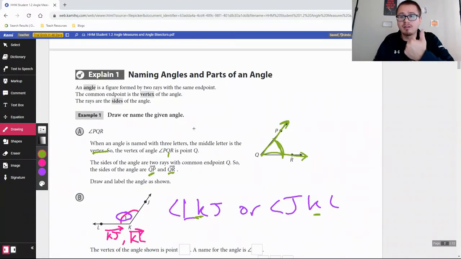So that's explain 1. Look at it. Did you learn how to name an angle? Do you know the parts of an angle? If so, we did it. All right, back to it.